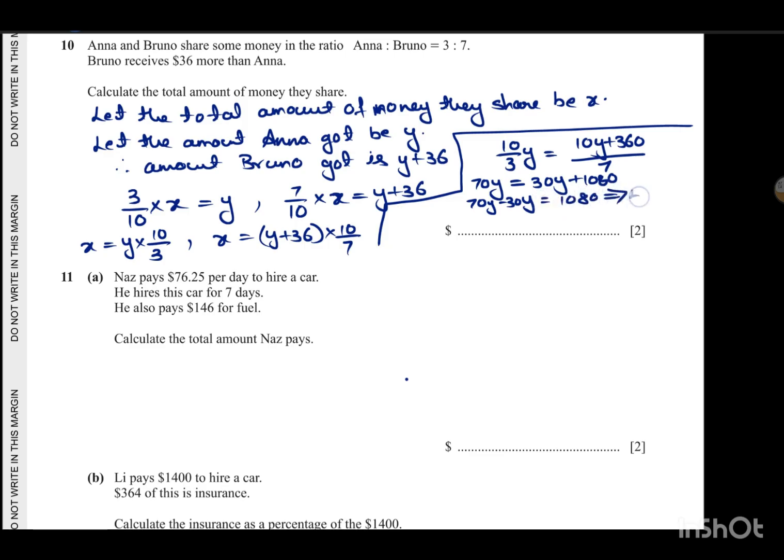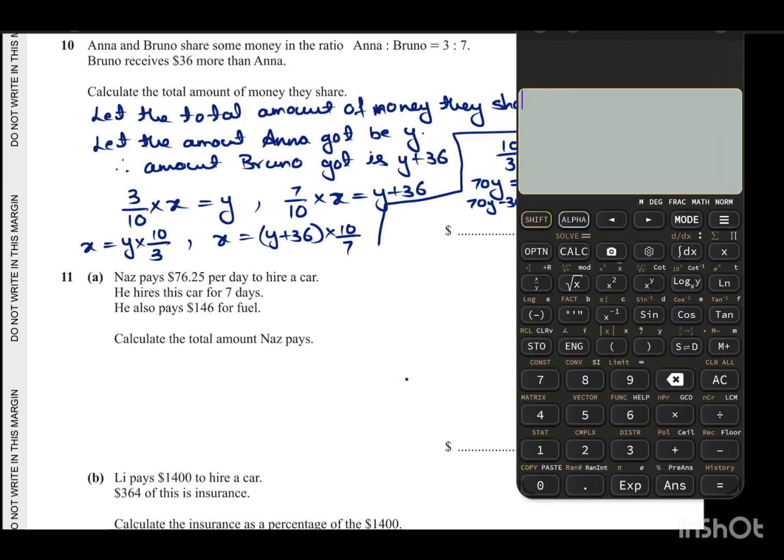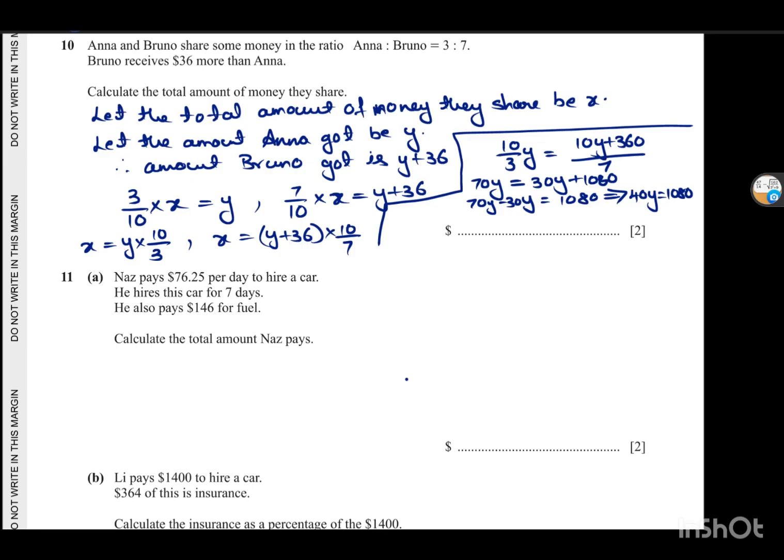So 40y will be 1080. So y will be 1080 divided by 40. 1080 divided by 40 will be 27. So y is 27.